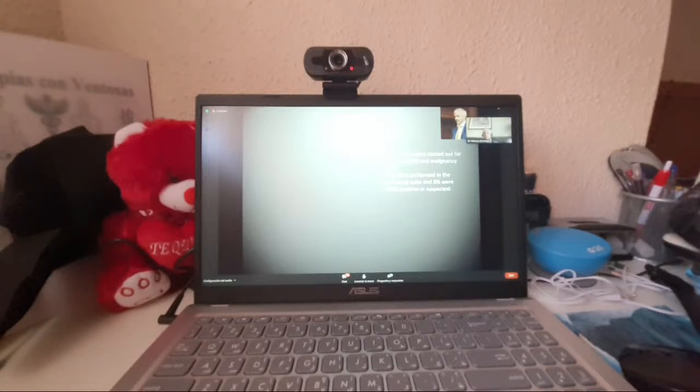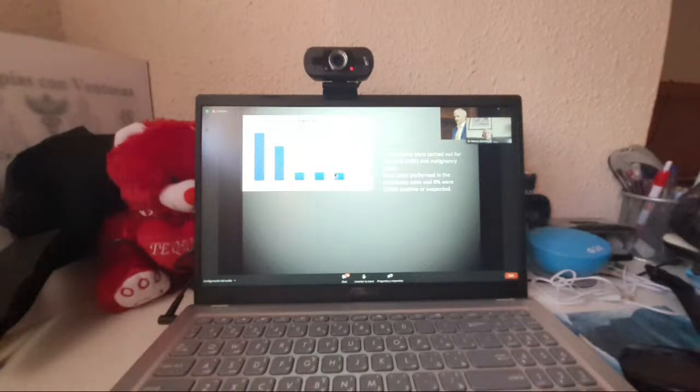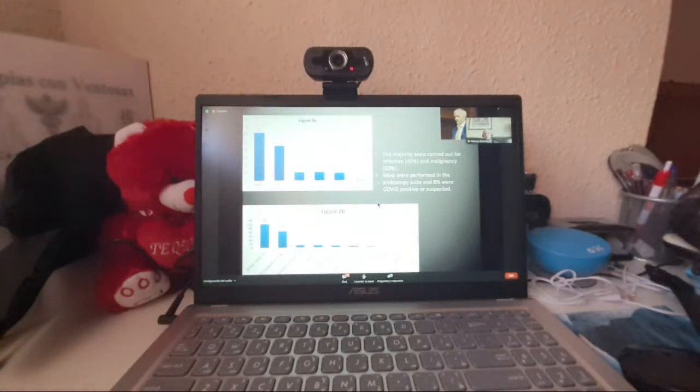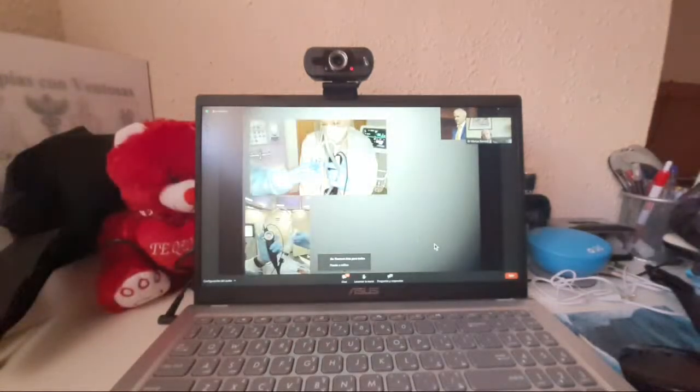The majority were carried out for infection, with malignancy 32%. Most were performed in the endoscopy suite. However, some were performed outside the suite, for instance with patients with COVID or in the ICU, and 8% were COVID positive. These were the indications: infection, malignancy, asthma, interstitial lung disease. These are the procedures. We did more procedures than the previous Spanish study: endobronchial biopsies, brushings, transbronchial biopsies, some argon plasma or electrocautery, cryobiopsies, and a tracheal stent.